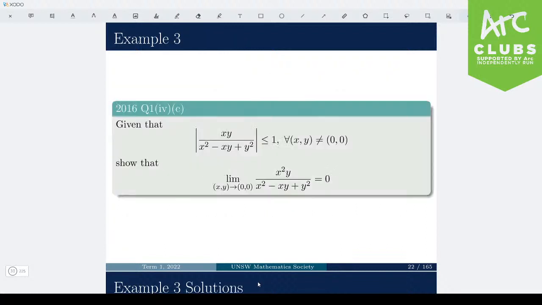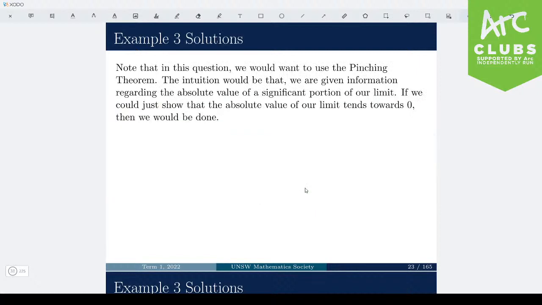Next, example 3. Given that the absolute value of this function is less than or equal to 1, show that this limit is equal to 0. Note that in this question, we would want to use the pinching theorem.